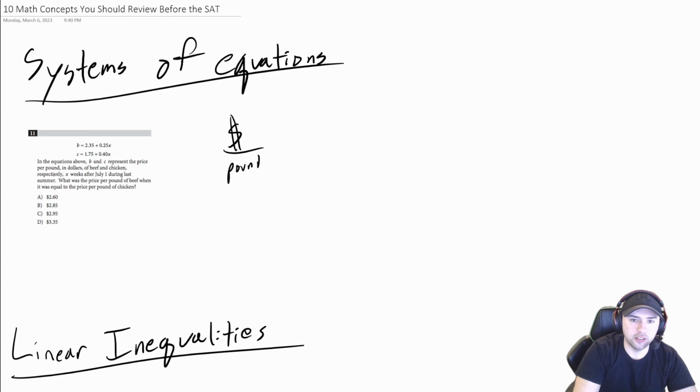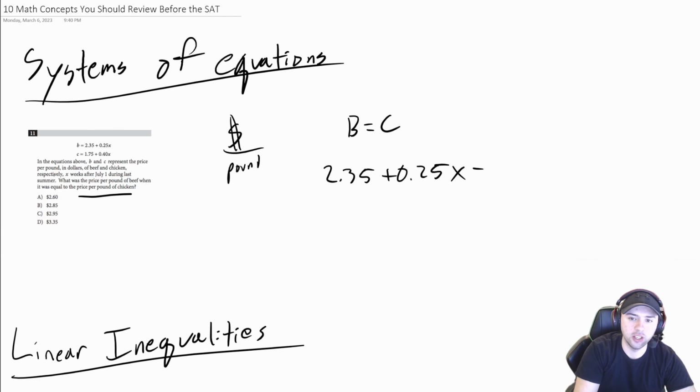So the question here is basically, what is B equal to when it's equal to C? Is another way to interpret that, right? What are they going to be equal to when they're equal? Well, in order to do that, we have to say 2.35 plus 0.25x, which is the equation for B, is equal to the equation for C, which is 1.75 plus 0.40x.